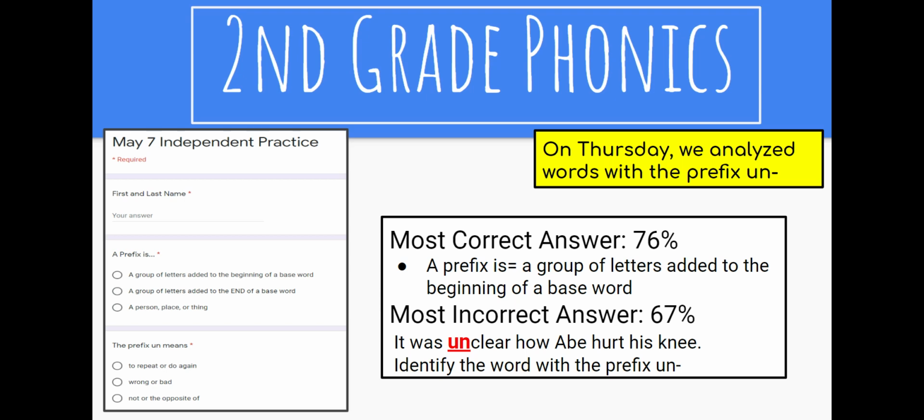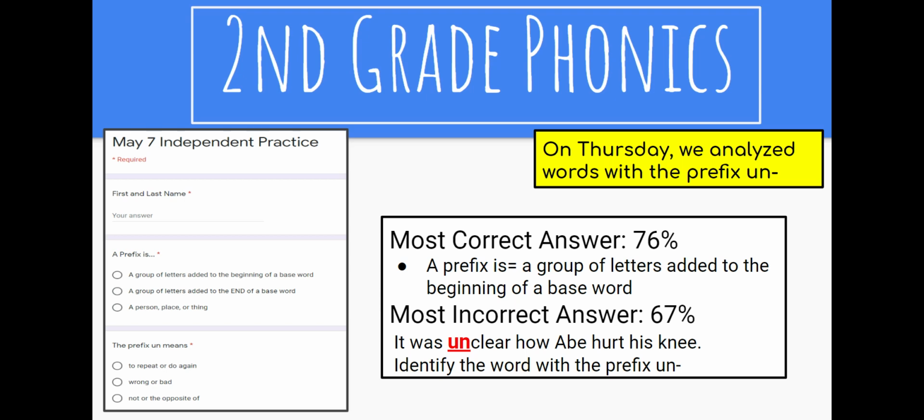Kipsters, I want to say what a great job that most of you did on your independent practice yesterday. On Thursday, we analyzed words with the prefix un. A lot of you did really well. It seems like 76% of you were able to identify what a prefix is. Remember, a prefix is a group of letters added to the beginning of a base word.